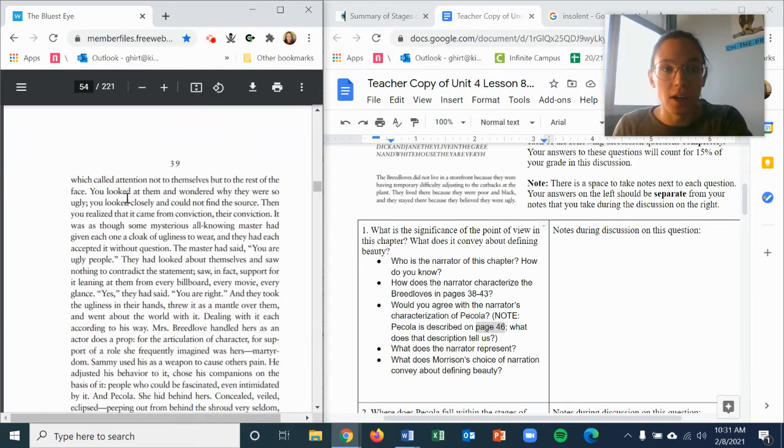I want you to consider a couple of places. The narrator on page 39 says, you looked at them and wondered why they were so ugly. You looked closely and could not find the source. Then you realized that it came from conviction, their conviction. So if the narrator is this omniscient point of view, what does this convey about defining beauty? And why are they saying you? Why is the narrator saying you looked at them and you felt this way? They're involving you in this. So why is that? What does this show about definitions of beauty?